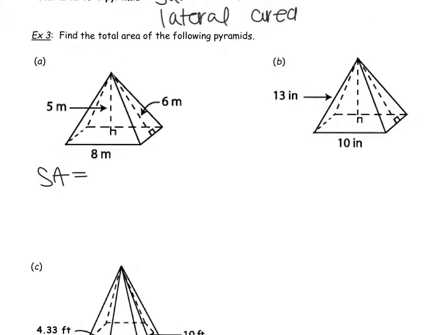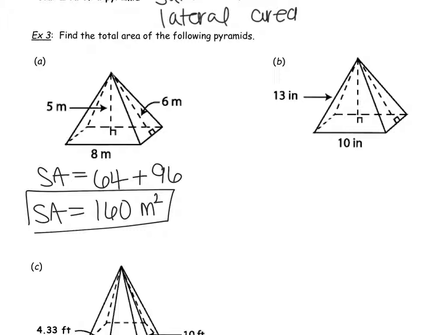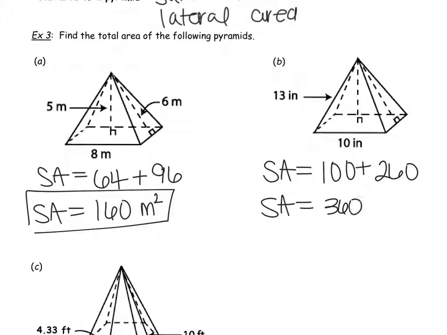So the surface area of our first square pyramid: the base area was 64 and our lateral area was 96, so 64 plus 96 gives us a total surface area of 160 meters squared. In our second square pyramid, we had a base area of 100 and a lateral area of 260, so 100 plus 260 gives us a total surface area of 360 inches squared.